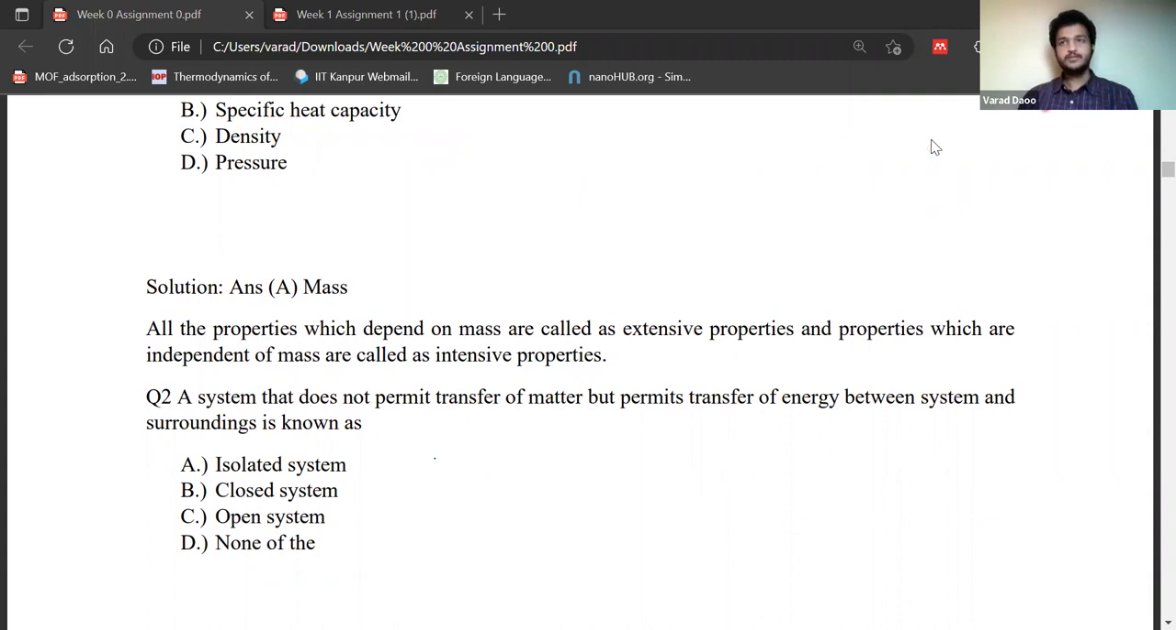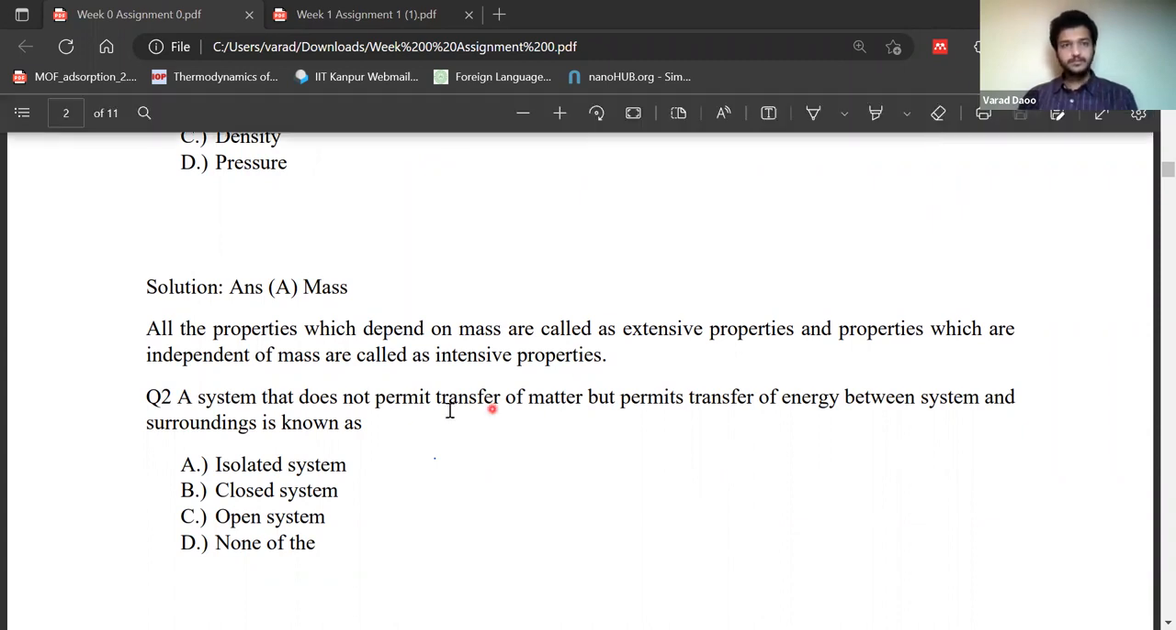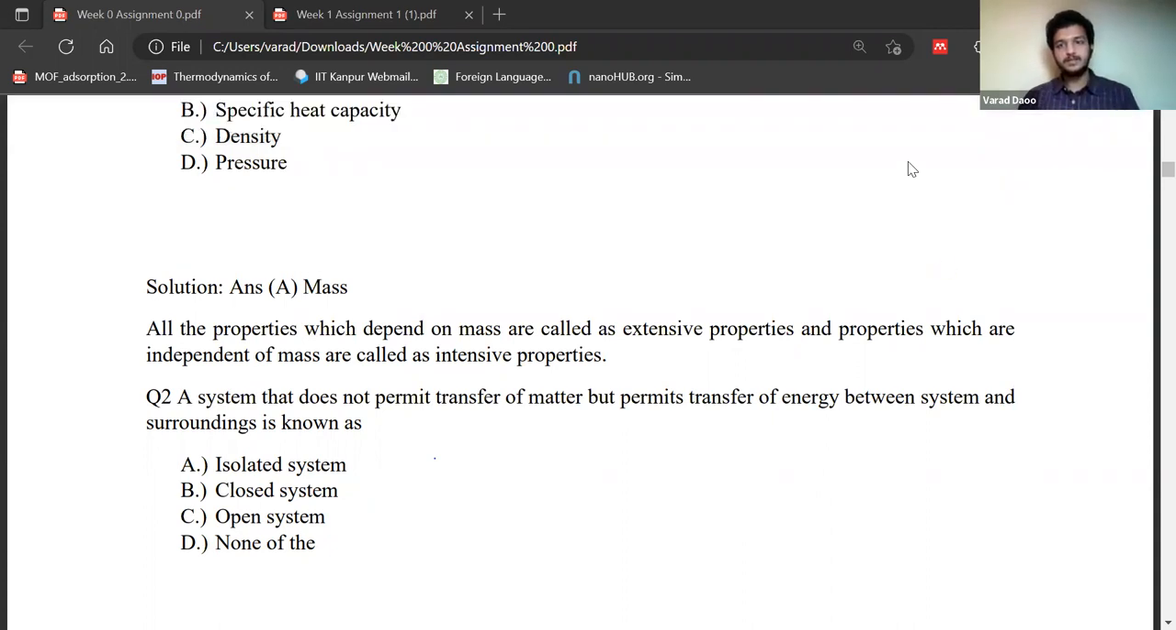So the next question is, a system that does not permit transfer of matter but permits transfer of energy between system and surrounding is known as: option A is isolated system, option B is closed system, option C is open system, and option D is none of the above. So if anybody wants to answer it, anybody wants to try?